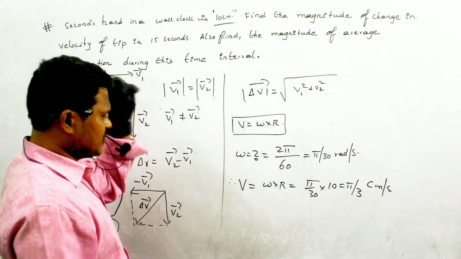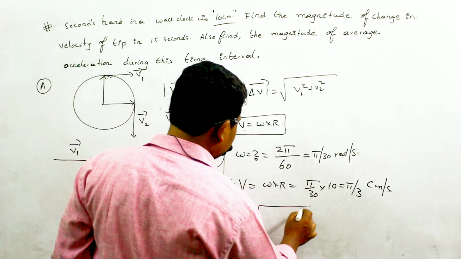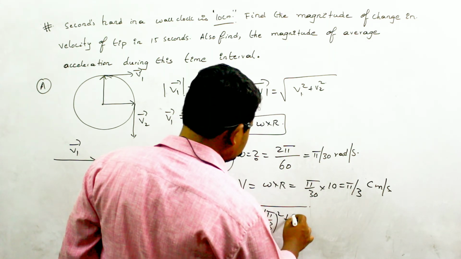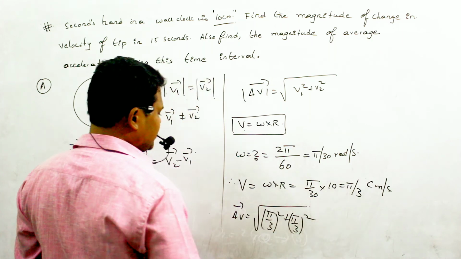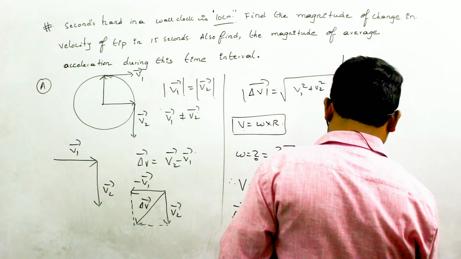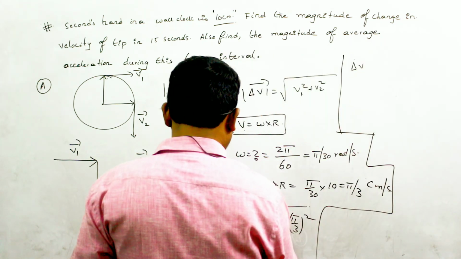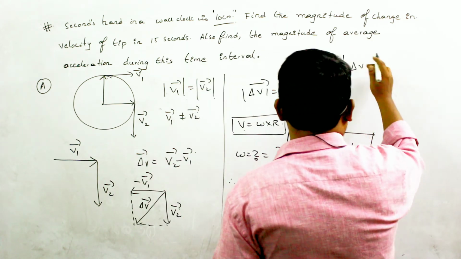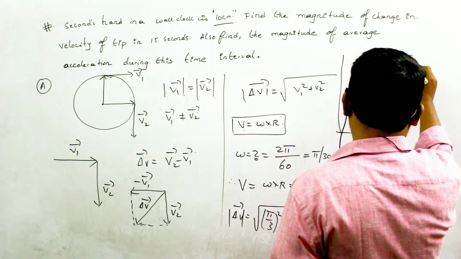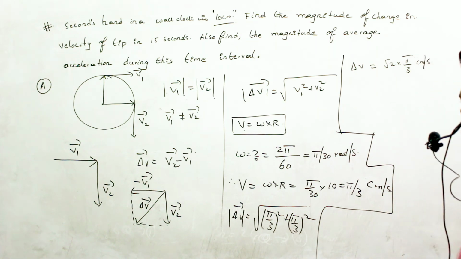Now to find the change in velocity delta v dash, I can write the square root of pi by 3 whole square plus pi by 3 whole square, because the magnitude of velocity remains the same. So what is the result I am getting finally? The magnitude of delta v dash, or just delta v, is equal to root 2 into pi by 3 centimeters per second. This is the change in velocity which I got.